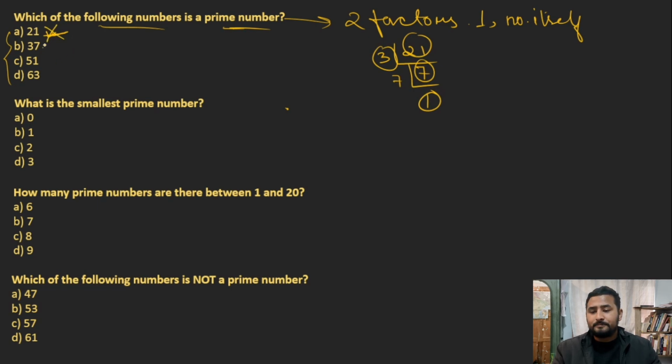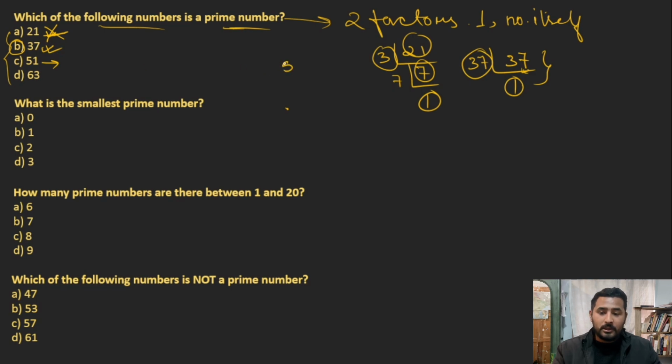Let's see 37. If you check 37, you factorize 37, 1 into 37, and there's no such other number which can divide 37. Okay, so you can see here 1 and the number itself. So the answer will be option number B. Let's see the other options also.